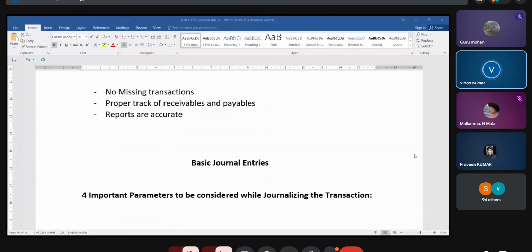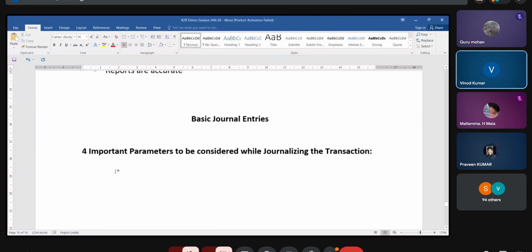The first important parameter is to identify the aspects of accounts in the transaction. Okay, identify the aspects of accounts in the transaction.